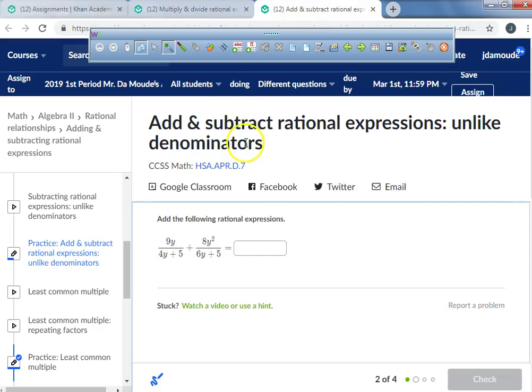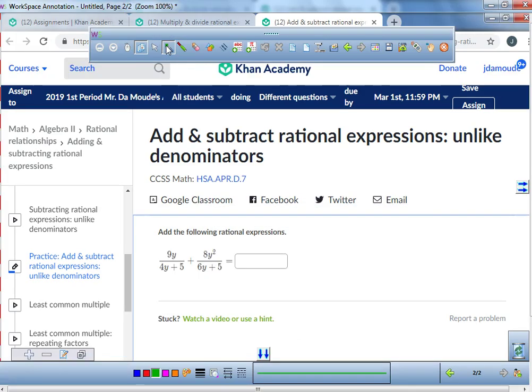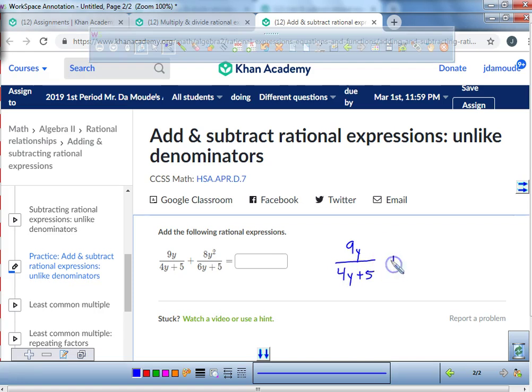Now the next problem we're going to do is making sure we know how to add or subtract rational expressions using unlike denominators. So here's your next problem we're going to write down together. Go ahead and pause it while you write that down. Or I'll just write it down while you write it down. 9y over 4y plus 5, plus 8y squared.